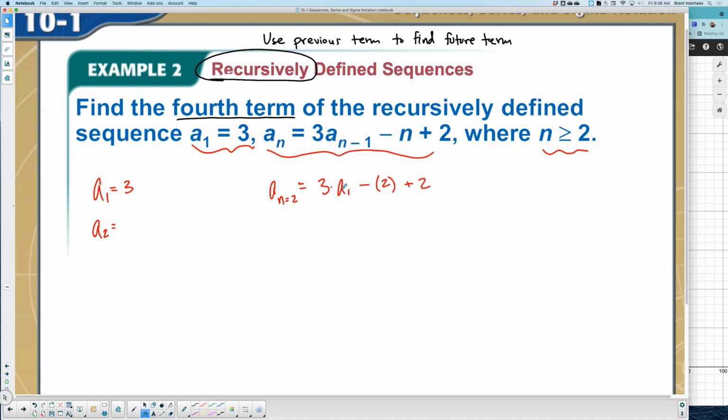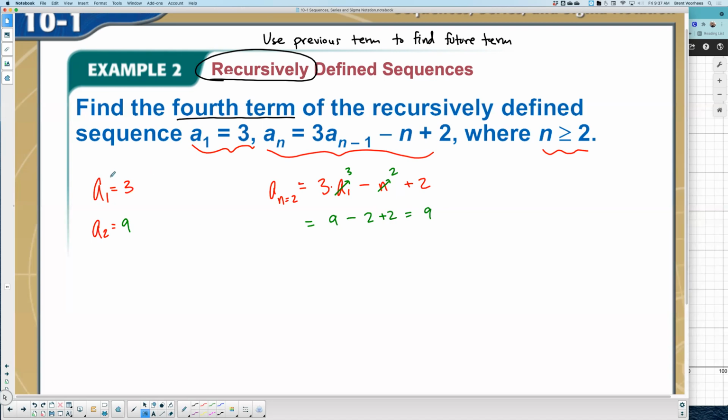Now, what is A1 in our problem? 3. So I'm going to replace this. Whoops, I meant to change colors. Try this again. To make more sense of this, I'll put an n right here. We're going to substitute in our numbers. We're saying A1 is 3, and n is 2. So if I wanted to simplify, what's 3 times 3? 9 minus 2 plus 2. Those cancel out, and so our number is going to be 9. A2 is 9.